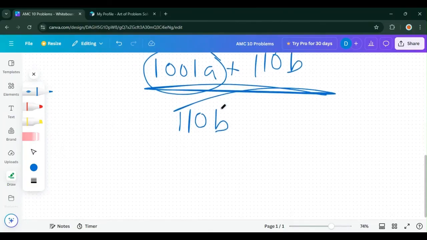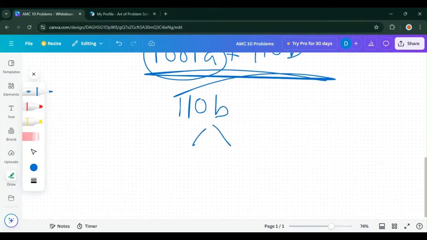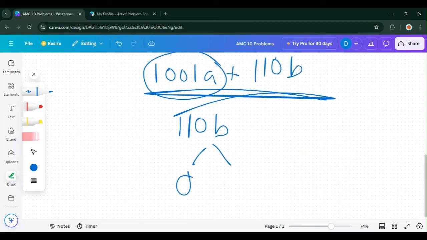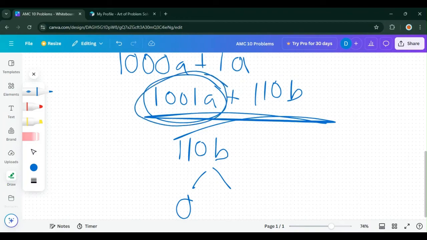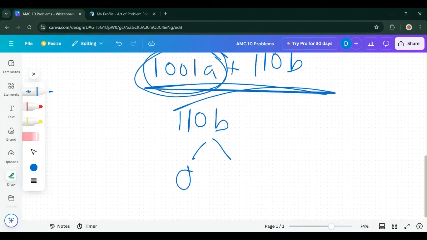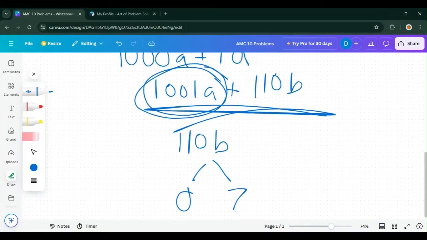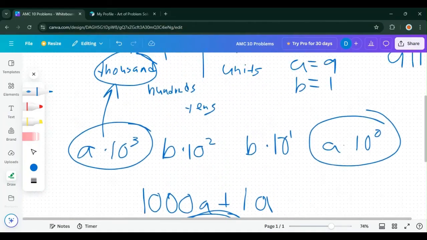And for 110B to be divisible by 7, there's two digits that actually work. One is 0, because if we multiply 0 by 110, then we get 0, and since we already have something divisible by 7 in the first place, the whole number is divisible by 7. The second one is obviously 7, because we multiply and get something divisible by 7, we add it to the 1001A that is divisible by 7, and we get something divisible by 7. So there's two digits that work.